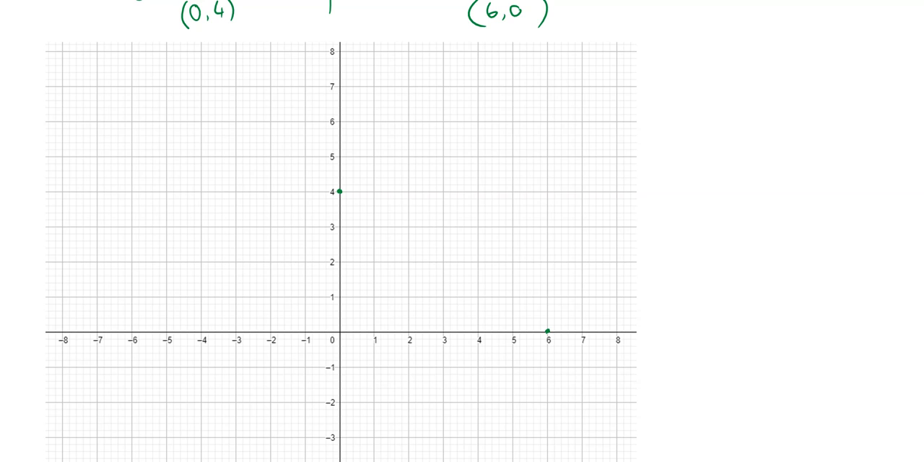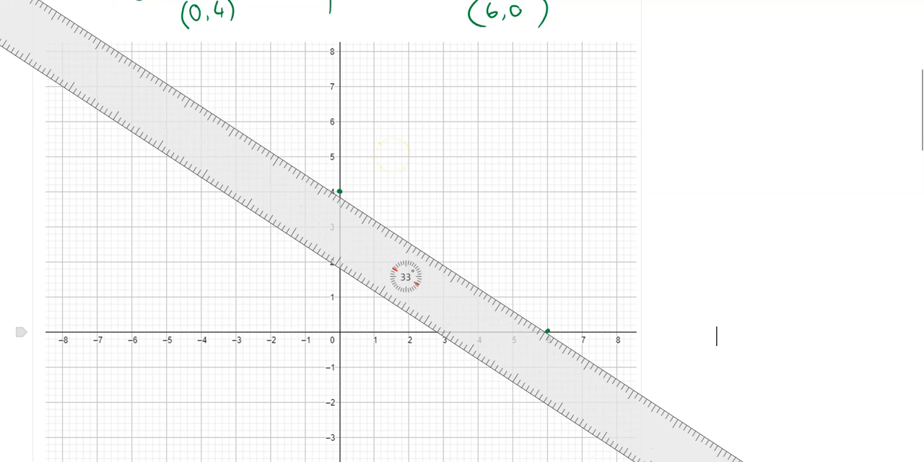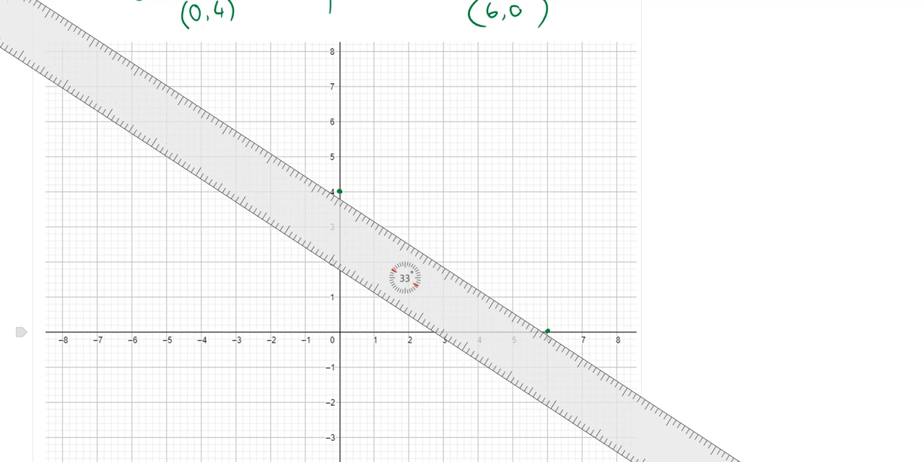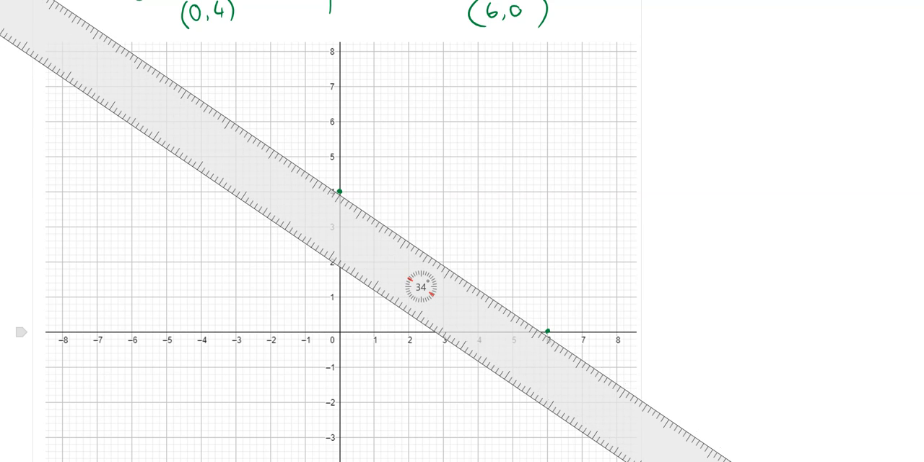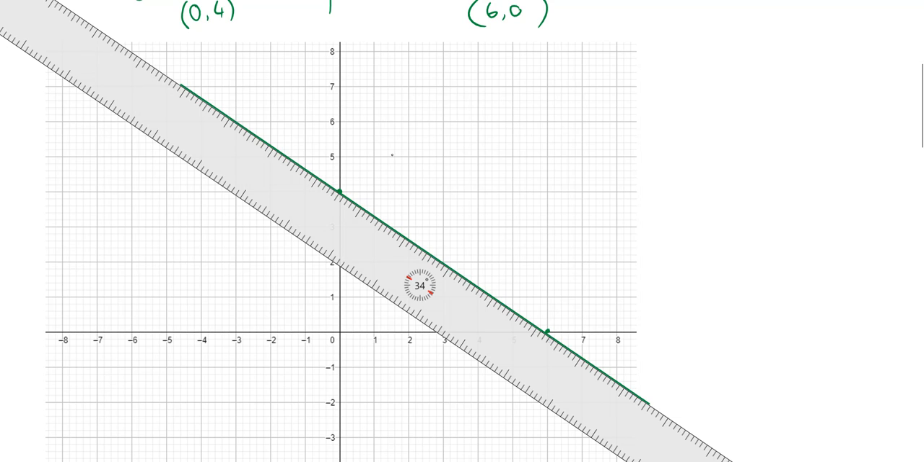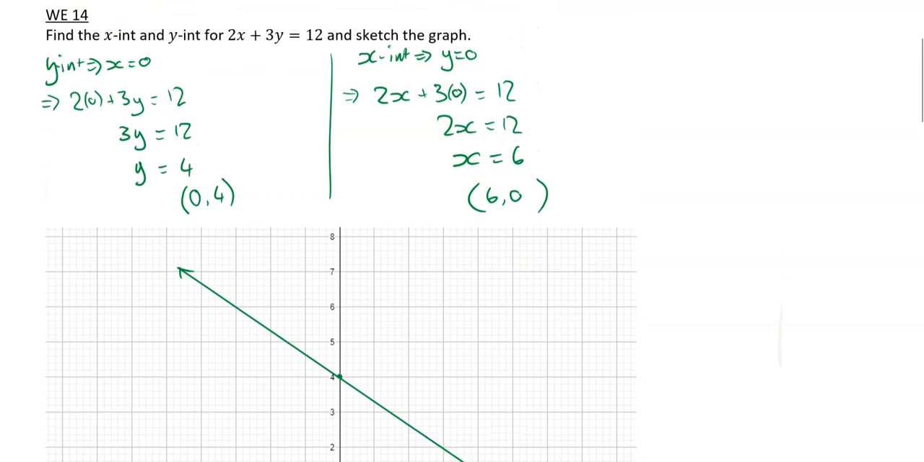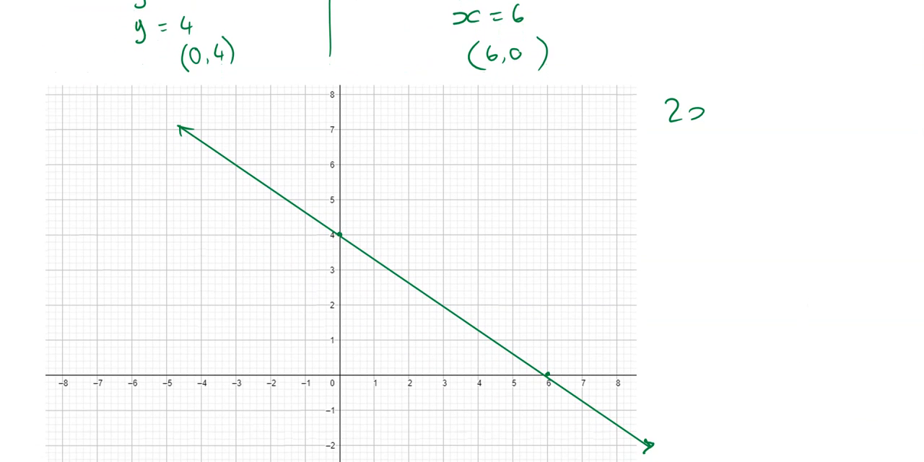And I can get the ruler and bring that across, line that up between the 2 points. Well, I think it needs 1 more degree. That's close enough. But that'll do. There's my line. And that is the equation 2x plus 3y equals 12.